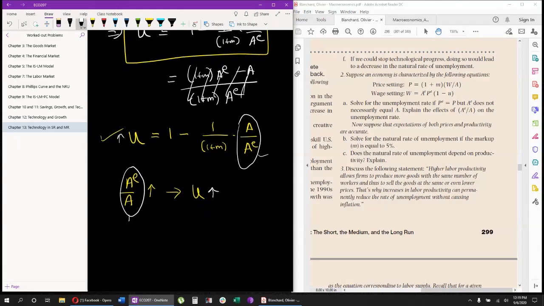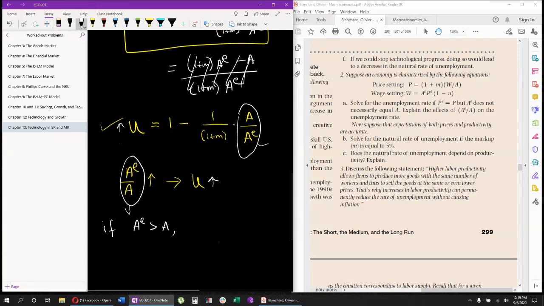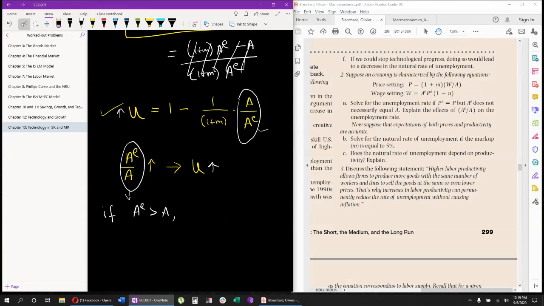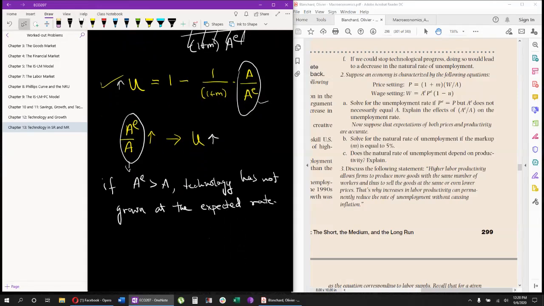So let's first interpret what this means. So if AE is greater than A, expected technology is greater than what technology is, that means that technology has not grown or progressed at the expected rate. We were expecting a certain level of technological progress to take place. That has not happened. So technology is worse than what we had expected.